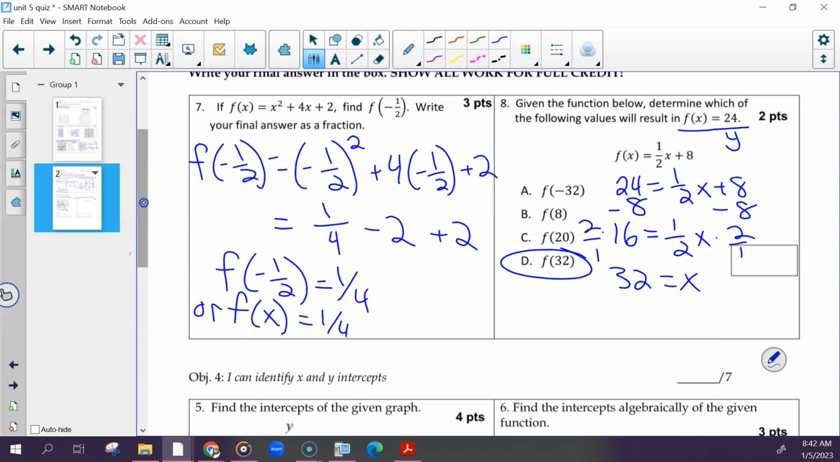Some of you also saw it was multiple choice, so instead of doing this work, you started to put these numbers in for x and see which one gave you 24. That was also acceptable work. Questions on that one?